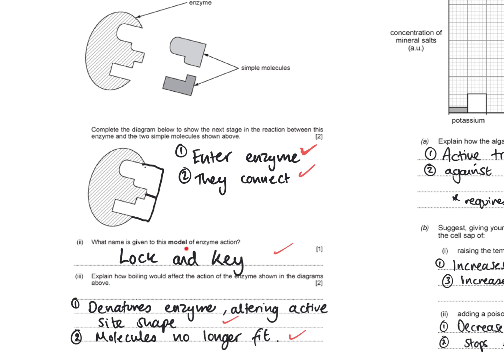The name of this model of enzyme action is called lock and key. And then explain how boiling would affect the action of the enzyme. So it denatures the enzyme, altering the active site shape. So that's for 1 mark. And therefore, the molecules, the substrate, no longer fit together in that enzyme substrate complex.